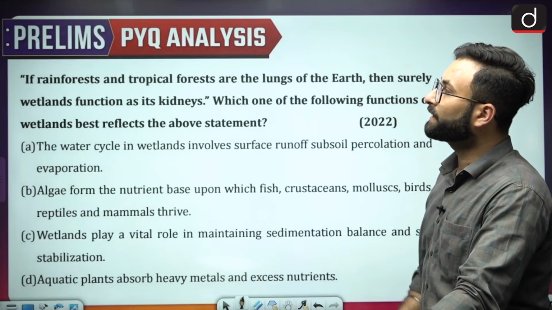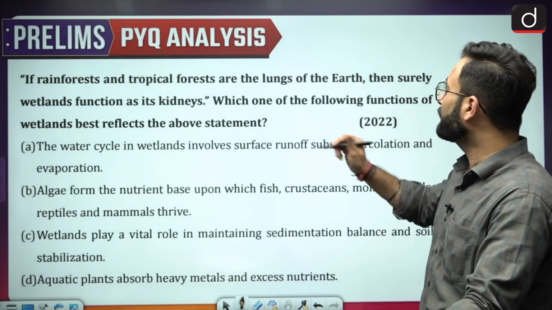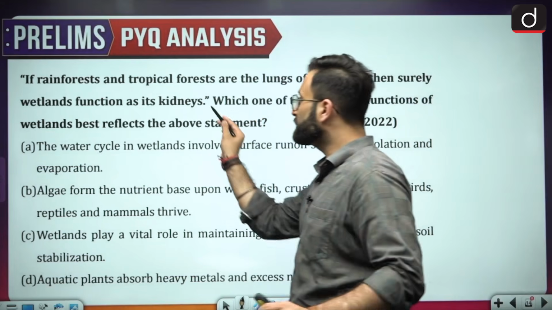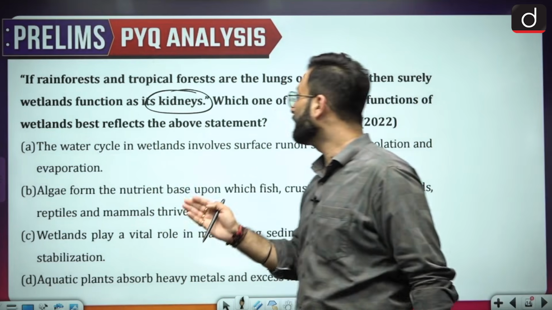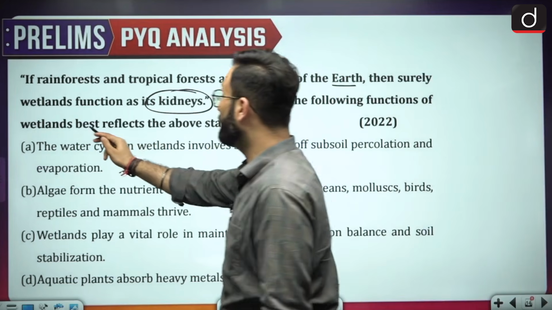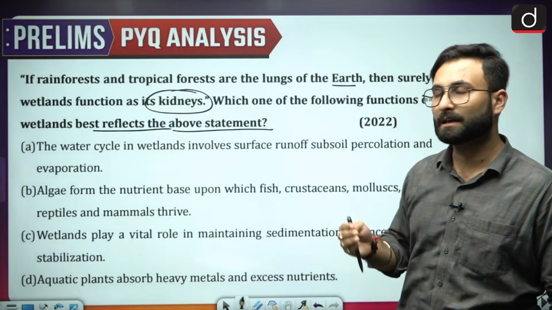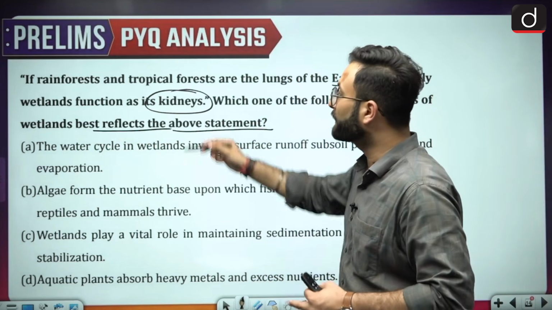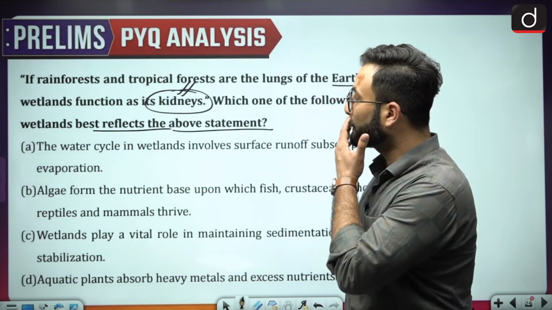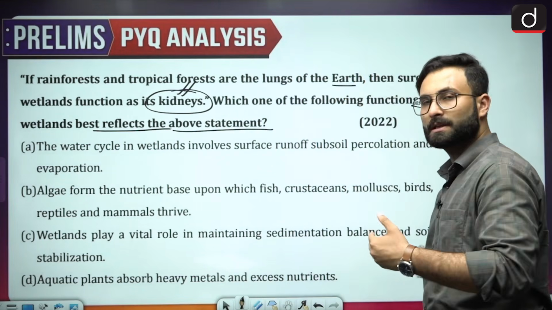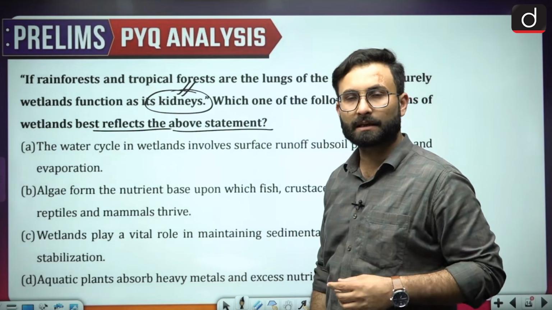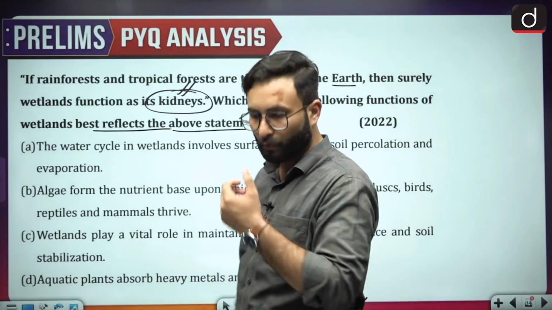Coming to the next one, if the rainforest and the tropical forest are the lungs of the earth, then surely wetland functions as the kidney. Now what is the role of kidney, you have to identify here. Which one of the following functions of the wetlands best reflects the above statement? They are saying which function basically reflects this function of kidney. Here they are saying that the rainforest and the tropical forest are the lungs of the earth because they are producing oxygen. Then wetlands are functioning as the kidney. Kidney has a function, that is to filter.